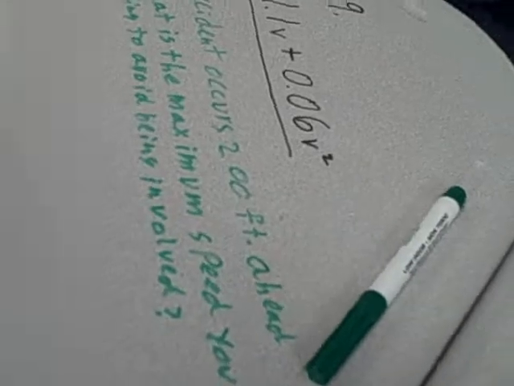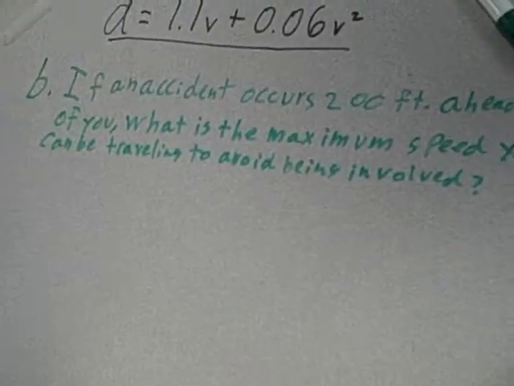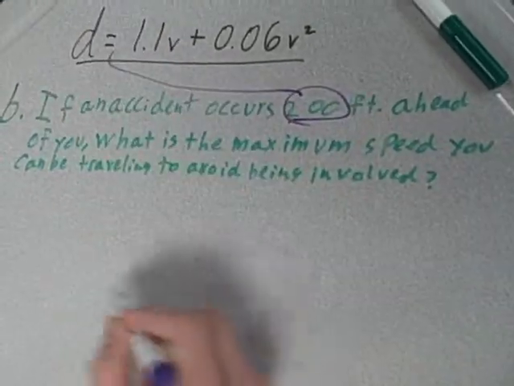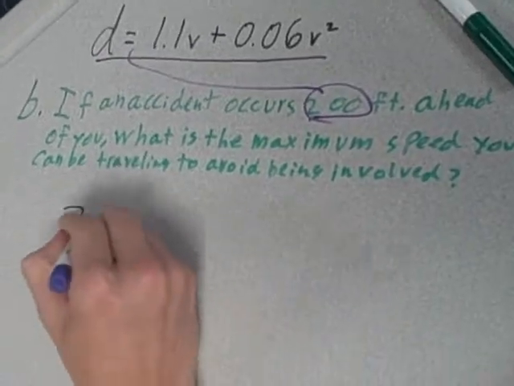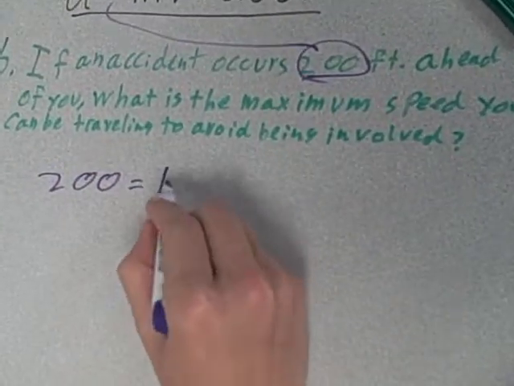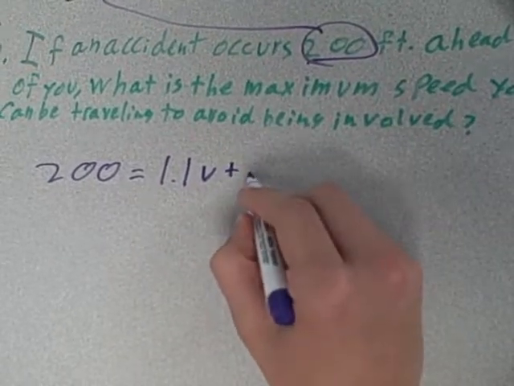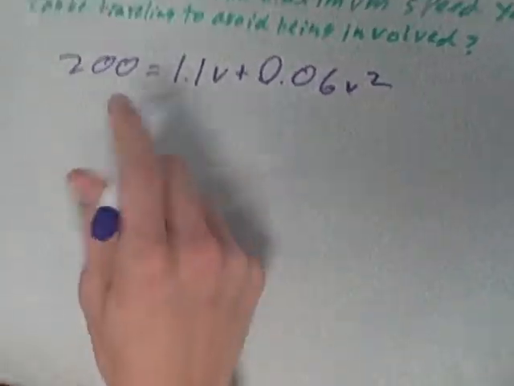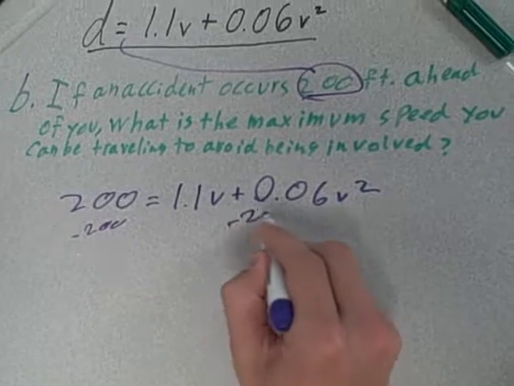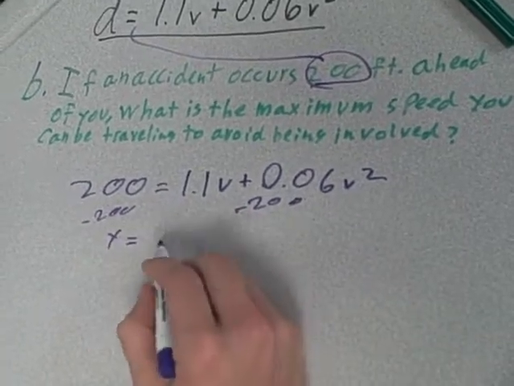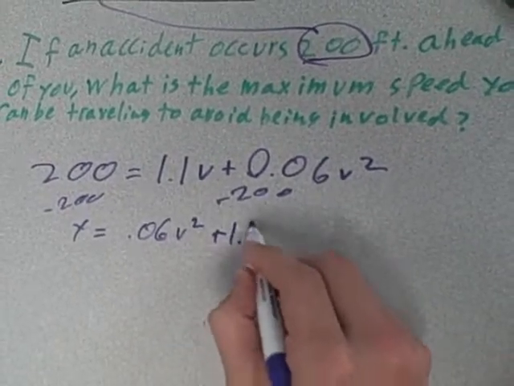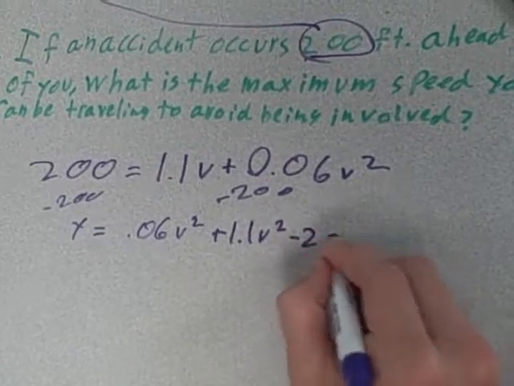Alright, letter B. If an accident occurs 200 feet ahead of you, what is the maximum speed you can be traveling to avoid being involved? Well, what you want to do here is take the 200 and plug it into this equation as d, because that's the distance. So 200 equals 1.1v plus 0.06v squared. So you want to get it to equal 0, so you subtract 200 from both sides to get y equals 0.06v squared plus 1.1v minus 200.